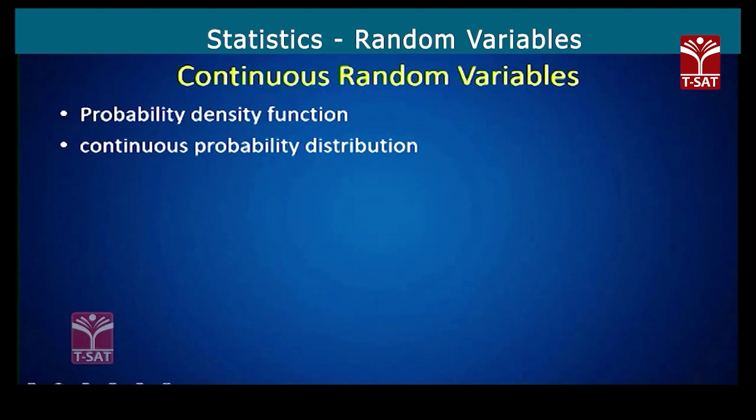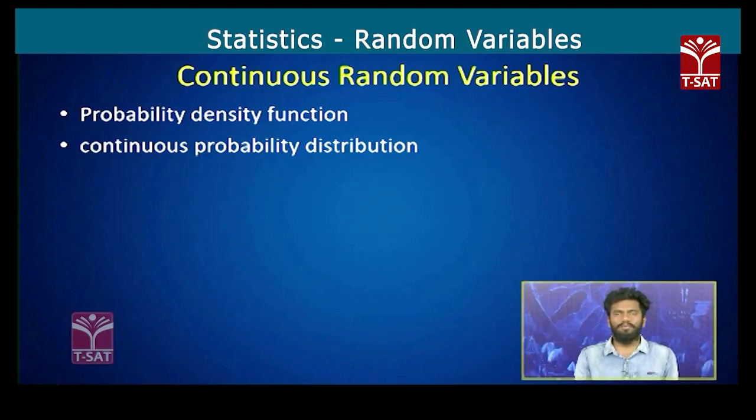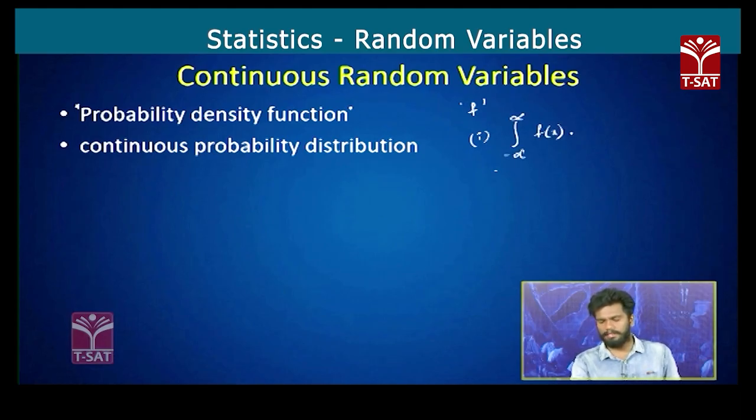Now continuous random variables. We already discussed the continuous random variables will take values within certain limits. So check here, what is a probability density function. If a function f is said to be a probability density function, it has to satisfy two conditions. The first one is the integral from -infinity to +infinity of f of x dx must be equal to 1. And the second property is f of x must be always greater than or equal to 0.